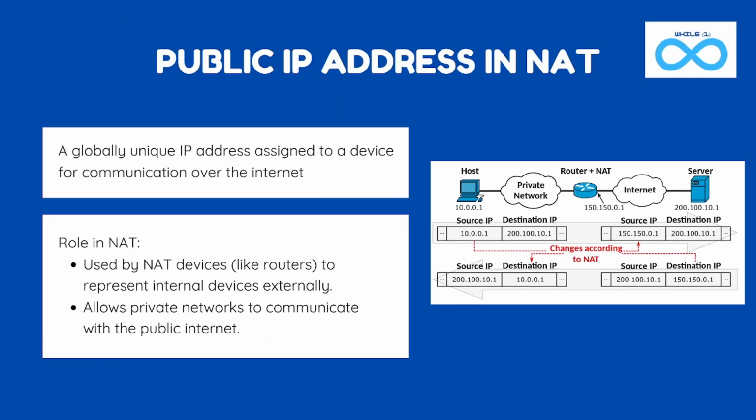Now let's talk about public IP addresses in NAT. Public IP addresses are globally unique identifiers that allow devices to communicate over the internet. NAT uses these addresses to represent internal devices externally. This ensures secure and efficient communication between the private network and the public internet.